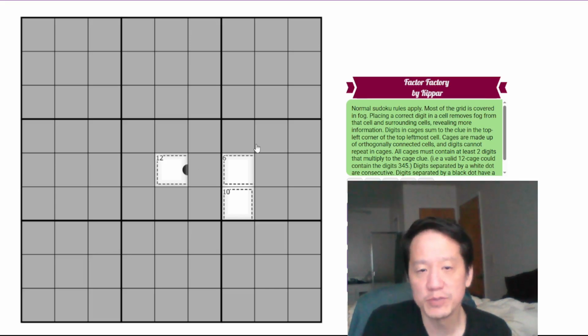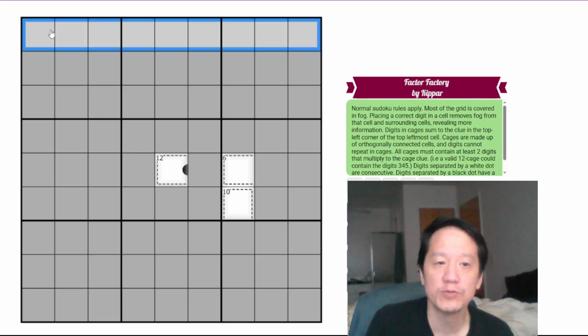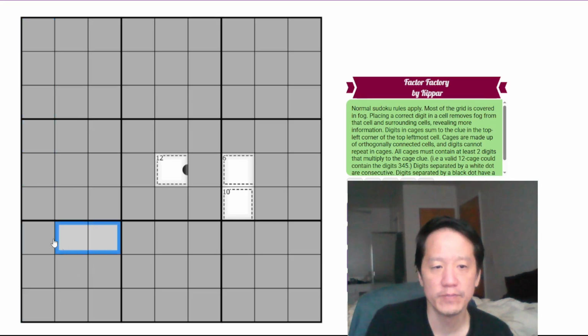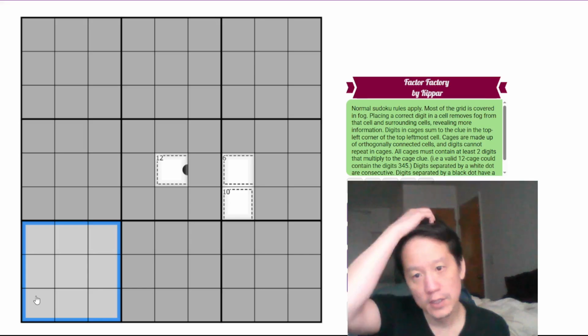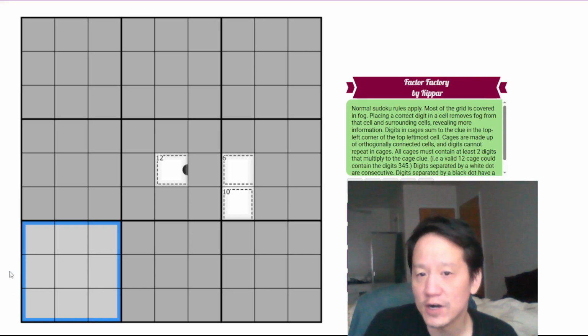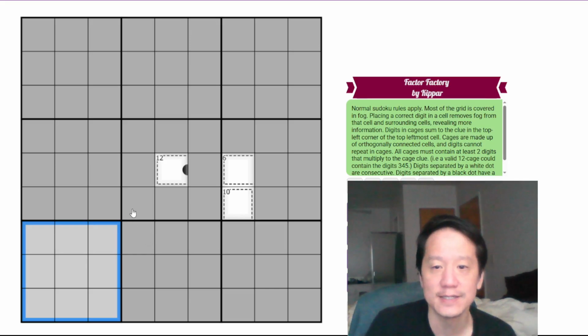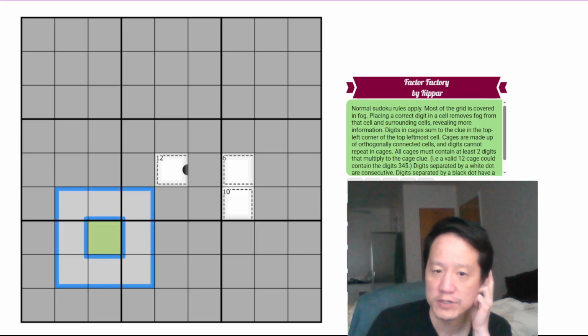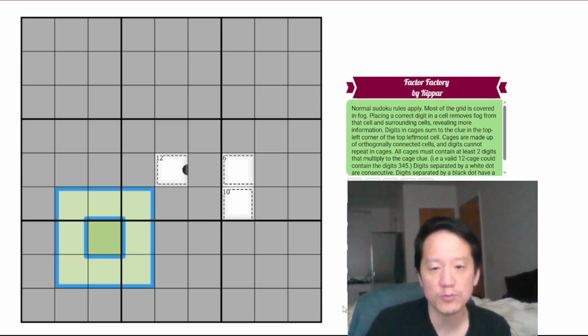Normal Sudoku rules apply, which means fill the entire grid with the digits 1 through 9 without repeats in any row, column, or box. Most of the grid is covered in fog. Placing a correct digit in a cell removes fog from that cell and surrounding cells, revealing more information. So if you place this digit correctly, you would clear the fog in this cell and in the 8 surrounding cells around it. So you can gain more information that way.